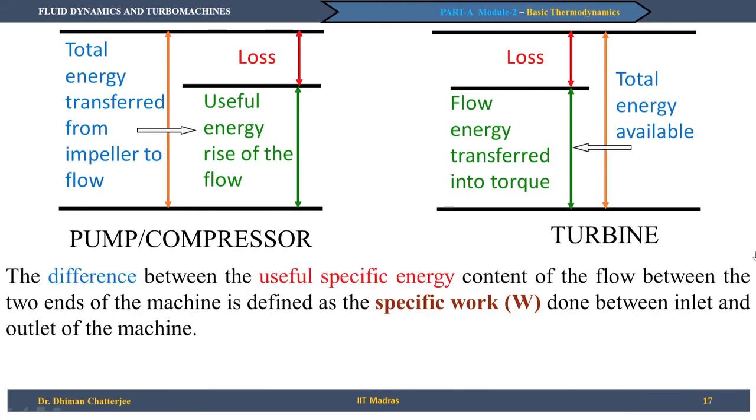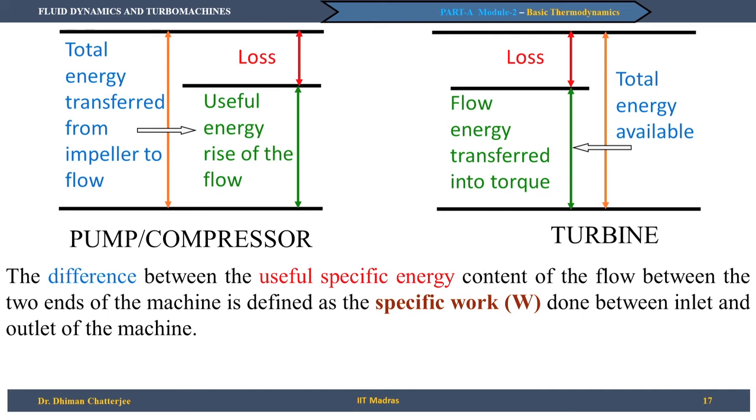And now we come to a very important definition of specific work. The difference between the useful specific energy content of the flow between the two ends of the turbomachine is defined as the specific work done between the inlet and the outlet. Please note all the terms which are marked in different colors. When we are talking about a turbomachine, there is one inlet, one outlet, and we are talking about the difference in the energy that is available with the fluid.